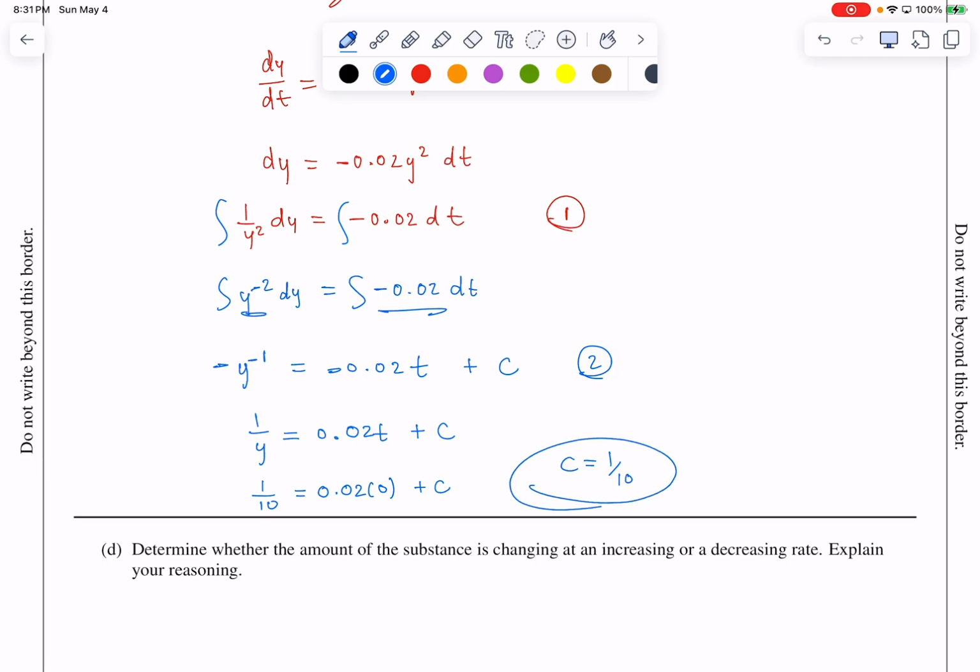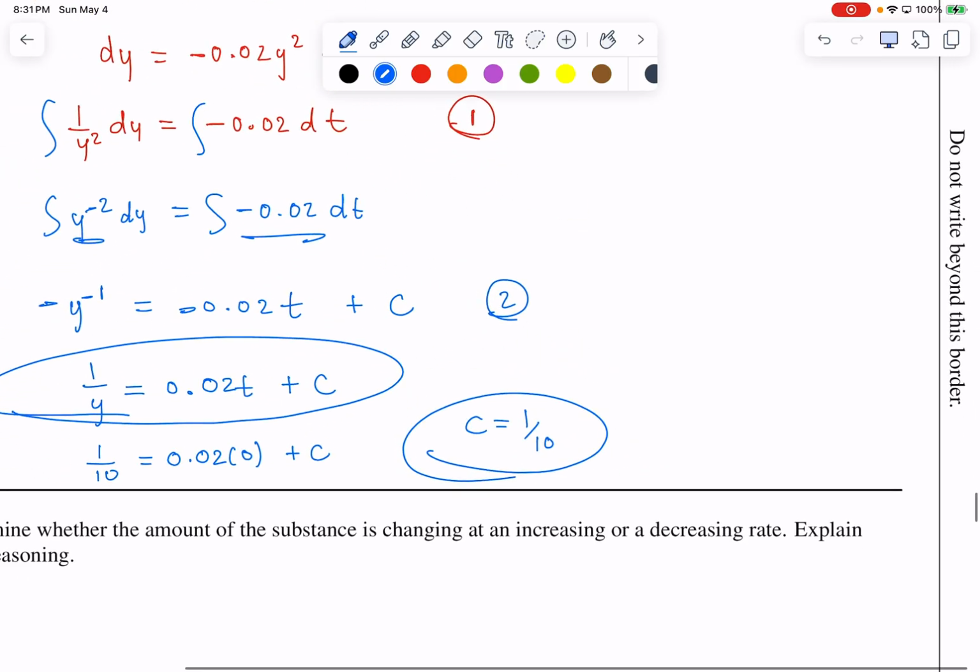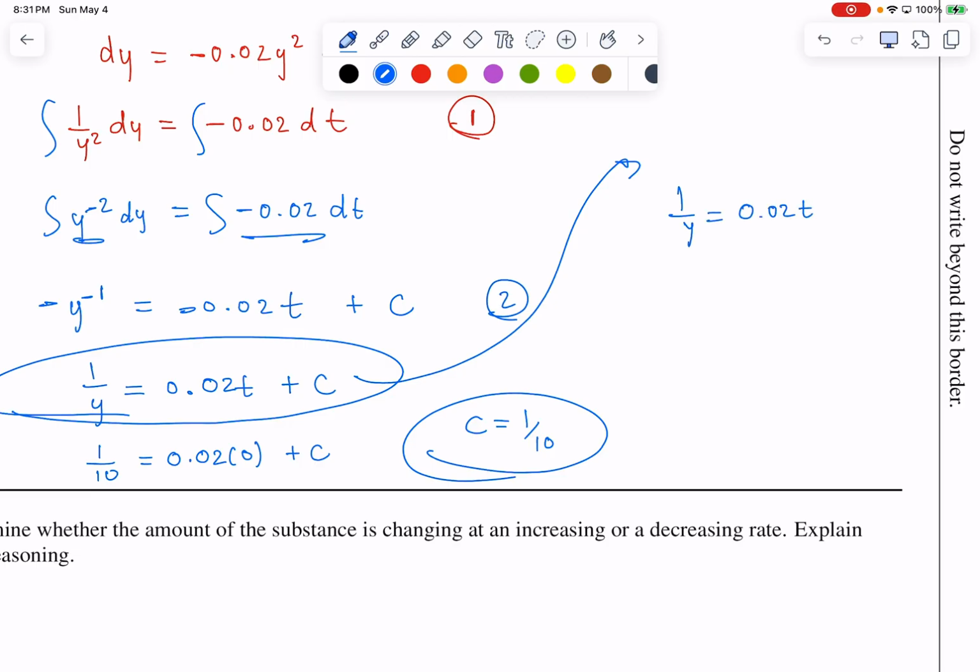The final point is the hardest point, and that's getting the original equation. So now I'm going to go back to the step right before I plugged in to find the plus c, and I'm going to put my c in and solve for y. So this is where Blake's going to have to work for this one. This one's not too bad, though. You're going to have 1 over y equals 0.02t plus 1/10. All right. I need you to solve for y.